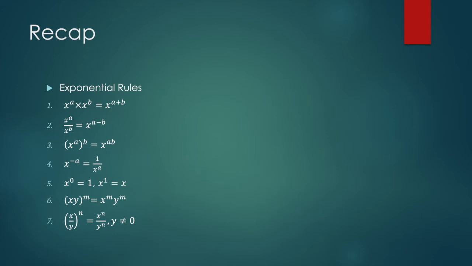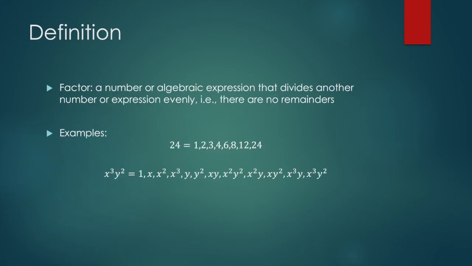And then if you have a product that is raised to some power, then the power is applied to each individual element in this product. So xy to the power of m is equal to x to the power of m, y to the power of m. And then if you have x divided by y, all raised to the power n, then that is just simply equal to x to the power of n divided by y to the power of n. Again, we're dividing here, so our y cannot be 0 in this situation.